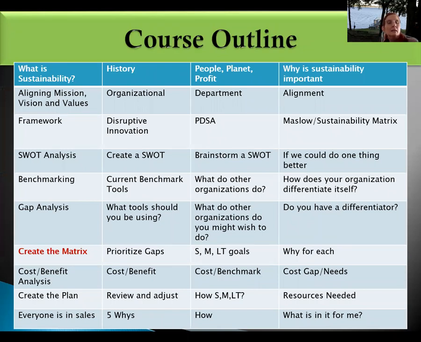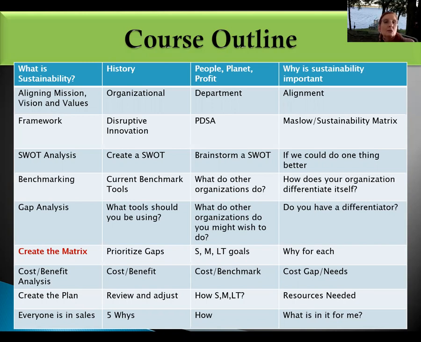As you have attended our other courses, you know that we first talked about aligning the vision, mission, and values of your organization throughout your organization, and being sure that your intranet and extranet external presence align. We talked about creating a framework, disruptive innovation, plan, do, study, act, and our sustainability plan is basically based on Maslow's hierarchy of needs and our sustainability matrix.